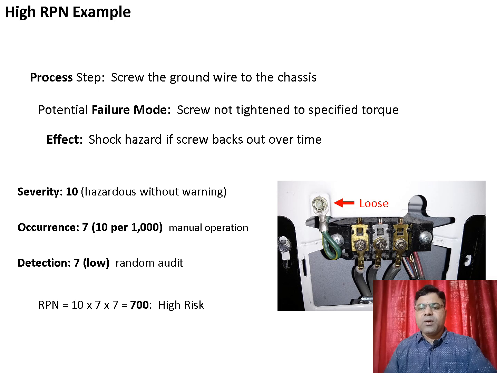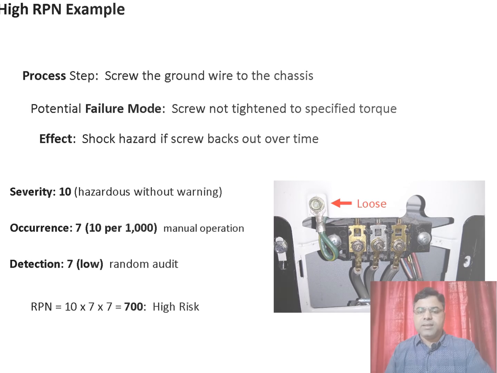We will take an example of how we have to calculate the RPN. The process taken as an example is screwing the ground wire to the chassis, and in that the potential failure mode is screw not tightened to specified torque. What would be the effect of this particular failure? The effect is shock hazard if the screw backs out over time. So the severity for this example is 10, because it is hazardous without any warning. Then occurrence is 7, because it may be 10 per 1000 occurrences because of manual operation, and detection is 7 because there is very low detection due to random audit. The RPN value is 700. It is very high risk.